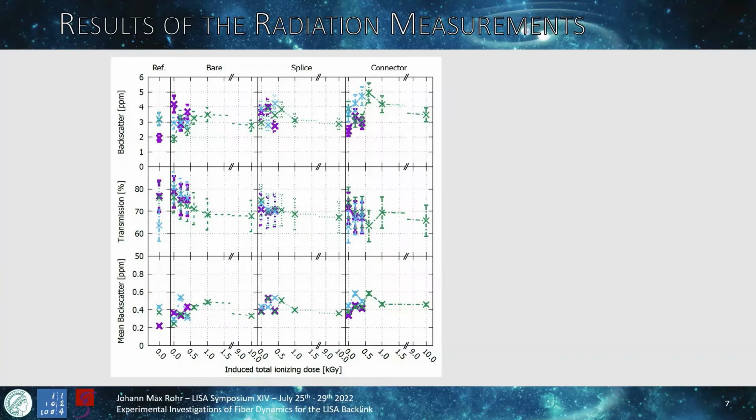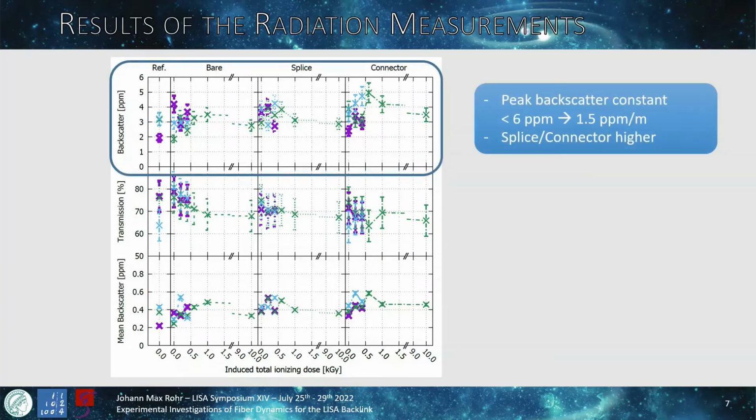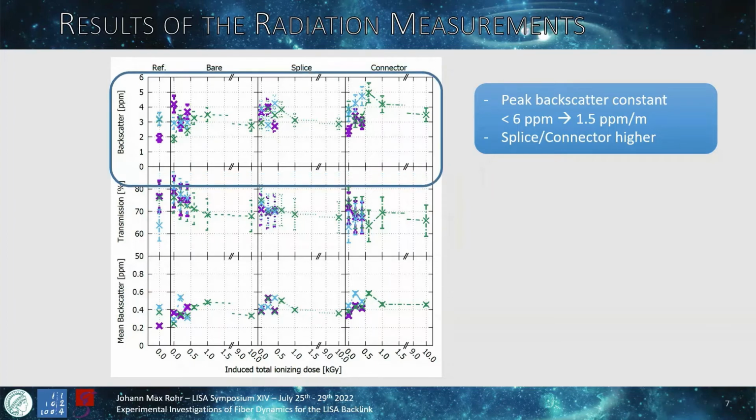In the upper row, we show the measured peak backscatter, which fortunately remains constant with the increasing exposure to ionizing radiation. We measure a backscatter of less than 6 parts per million, which is about 1.5 parts per million per meter, and we see that the splice or connector within the fiber has a slight increase in the signal as a result.